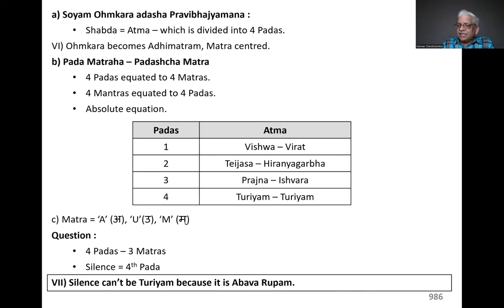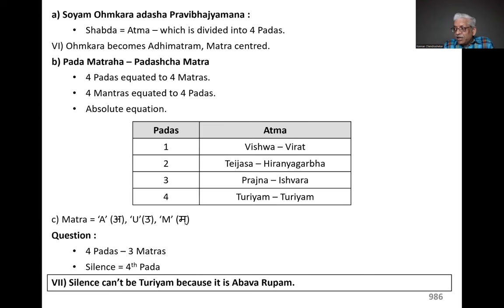The first portion is the Akara, which is the Vishwa and Virat. Ukara is Taijasa and Hiranyagarbha. The third, Ma. We have got three letters: A, U, Ma. A stands for the individual Vishwa, whom we call Vishwa, with a gross body experience. What about U? U stands for Taijasa, which is the same Jiva, when he is in the dream state, experiencing what? The dream body, which is made up of thoughts.